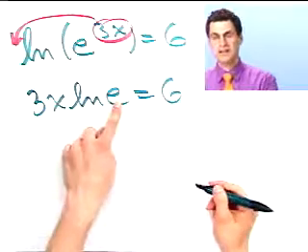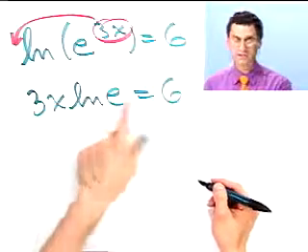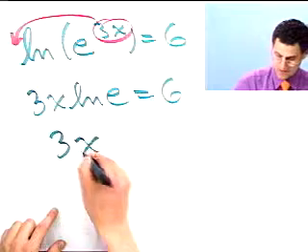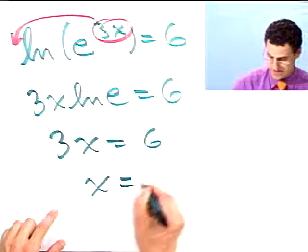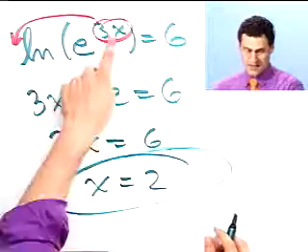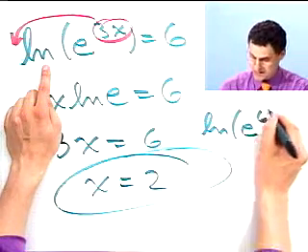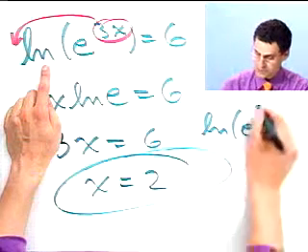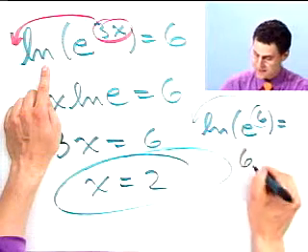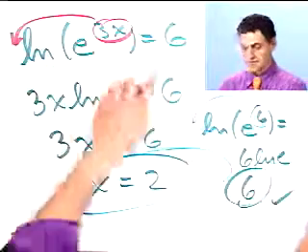What's natural log of e? That's log base e of e, which is 1. Natural log of e is 1. So I just see 3x equals 6, so x equals 2. You can check that answer by putting this back in, and I see natural log of e to the 6. Does that equal 6? Well, I bring this out in front, and I see 6 natural log of e, but natural log of e is 1, so this is a 6. So in fact, it does check.